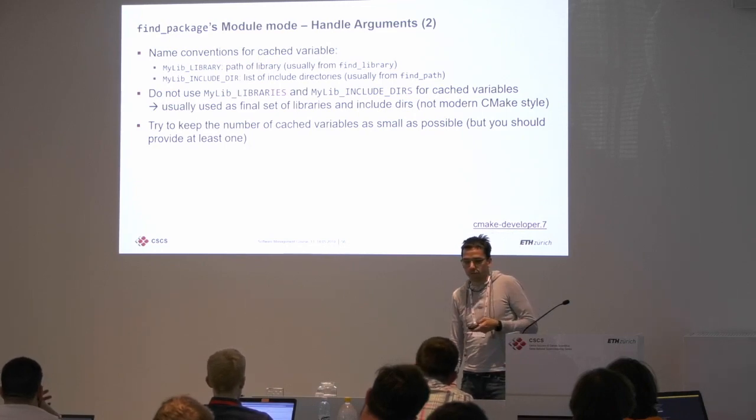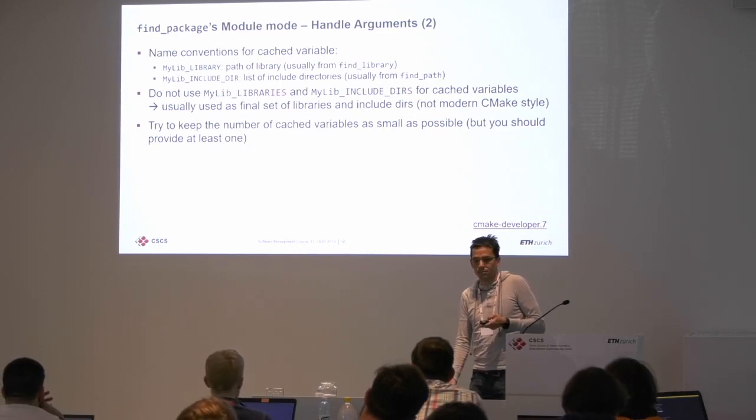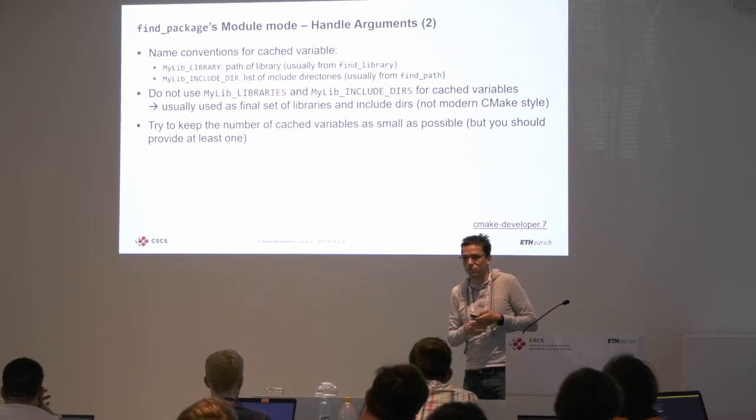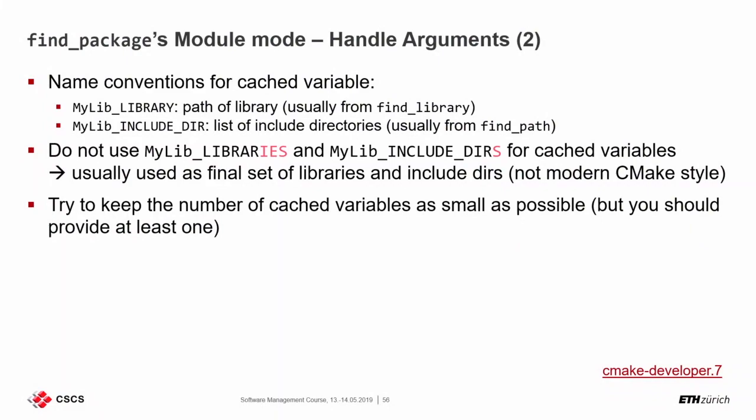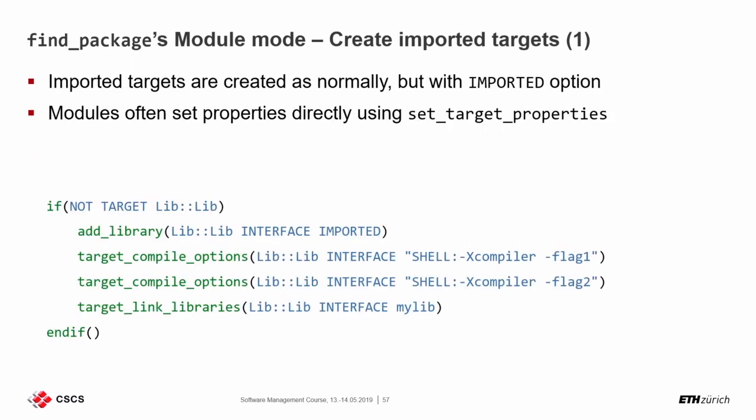And try to keep the number of cached variables as small as possible, because if there are too many, it's hard for the user to understand. But you should give at least one by convention, because if you don't give the user one option to set at least one library or whatever, there is no chance for him to fix it if he has a problem. Because, as I said, it's about guessing where the things are, so you need to give the user the option to say where the things are if he knows. Mark them as advanced, this I already said.